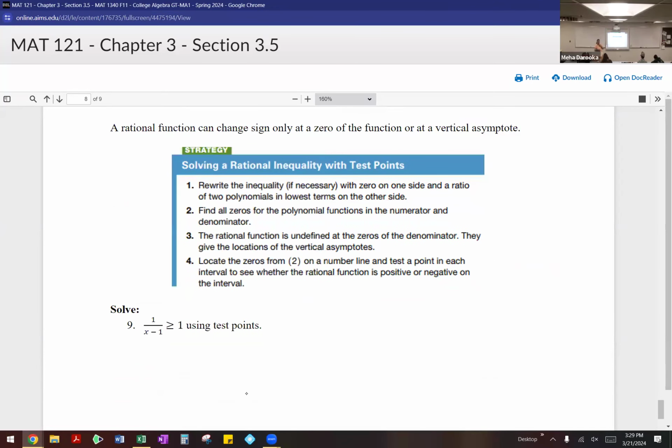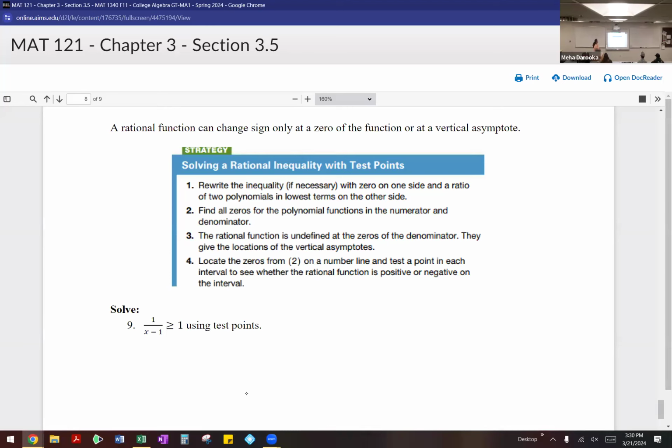Let's look at this little guy here. One thing you want to see is that little statement above the blue box that says a rational function can change sign only at a zero of the function or at a vertical asymptote. So you can see the change in sign on either side of an x-intercept, or on either side of your vertical asymptote. With horizontal and oblique asymptotes, you're not going to see that.